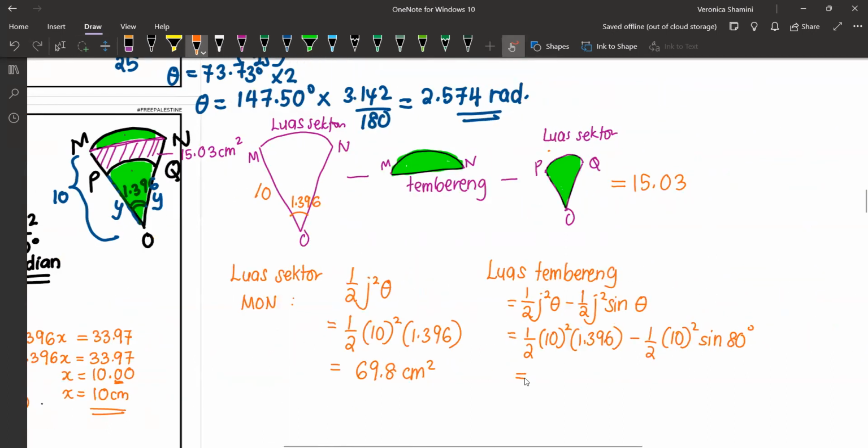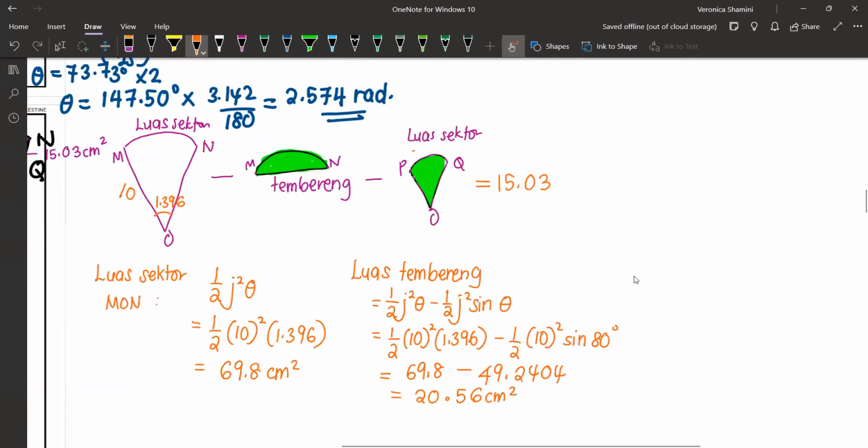Okay, so let's see here. Ini tadi dah dapat dah 69.8. Tolak 10 square sin 80. So teacher get 49.24. 04 lah. Teacher ambil panjang sikit. Nanti kita bundarkan. 2404. Okay, final answer here 20.56. Okay, 20.56 tembiring. The next one, luas for sector of POQ.